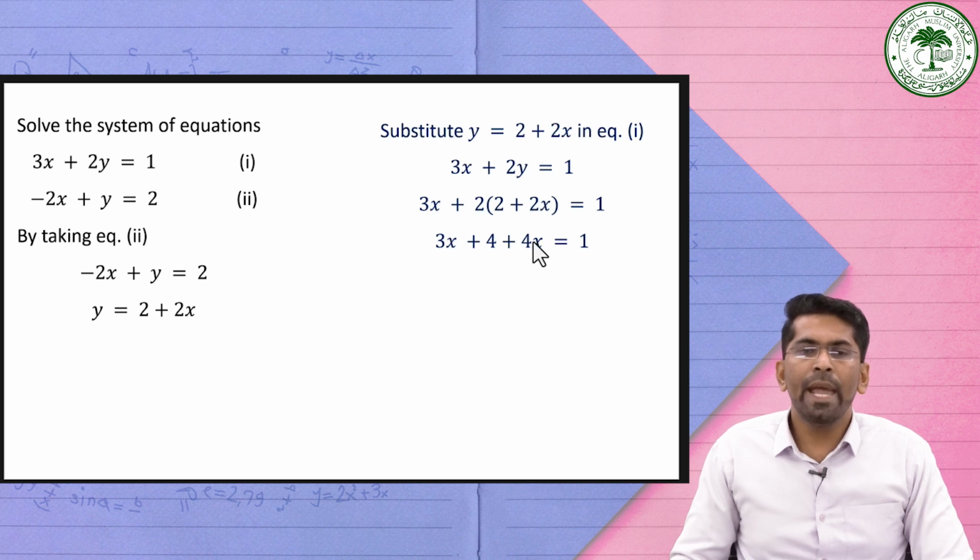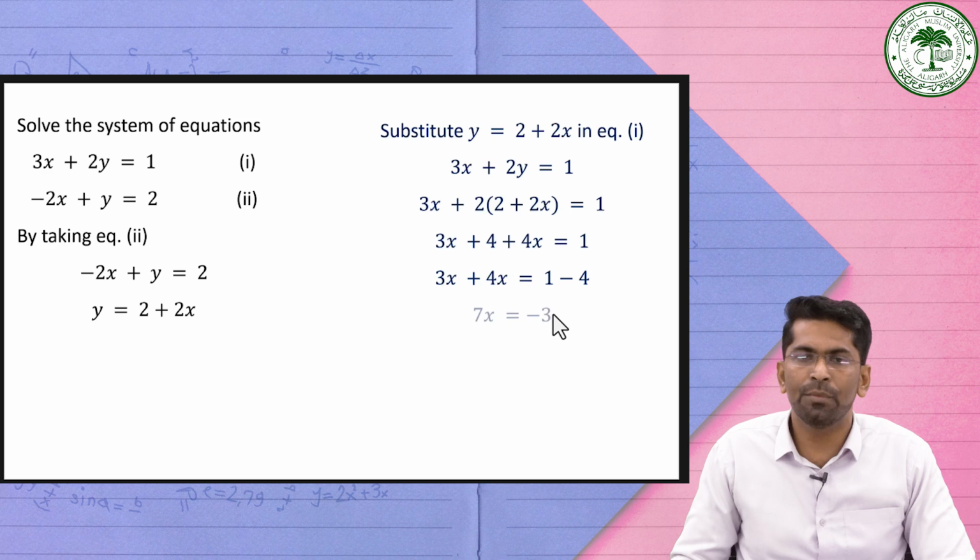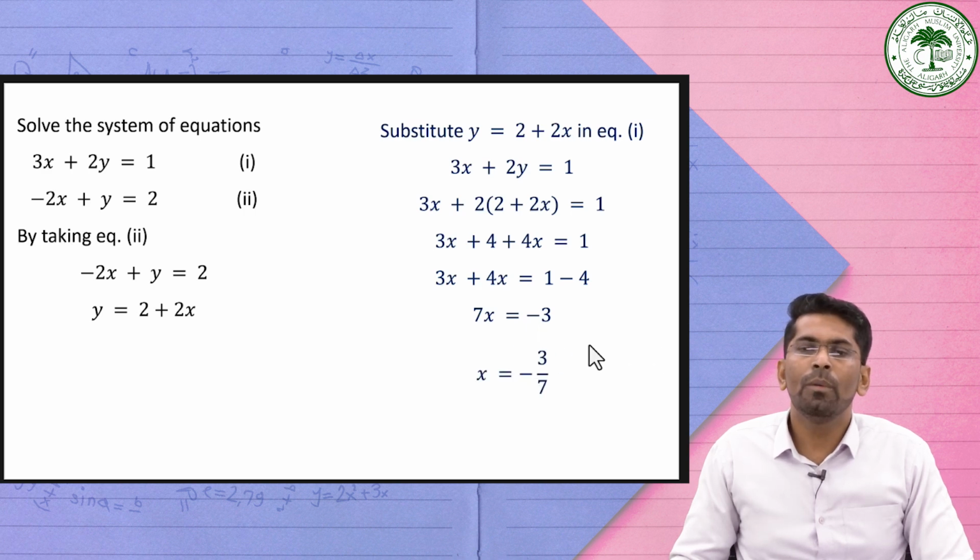Now 3x plus 4x will become 7x, and taking the plus 4 to the right hand side of the equation, it will become minus 4. So 7x is equal to minus 3. Dividing both sides of the equation by 7, the 7 will be cancelled out. So x is equal to minus 3 by 7.